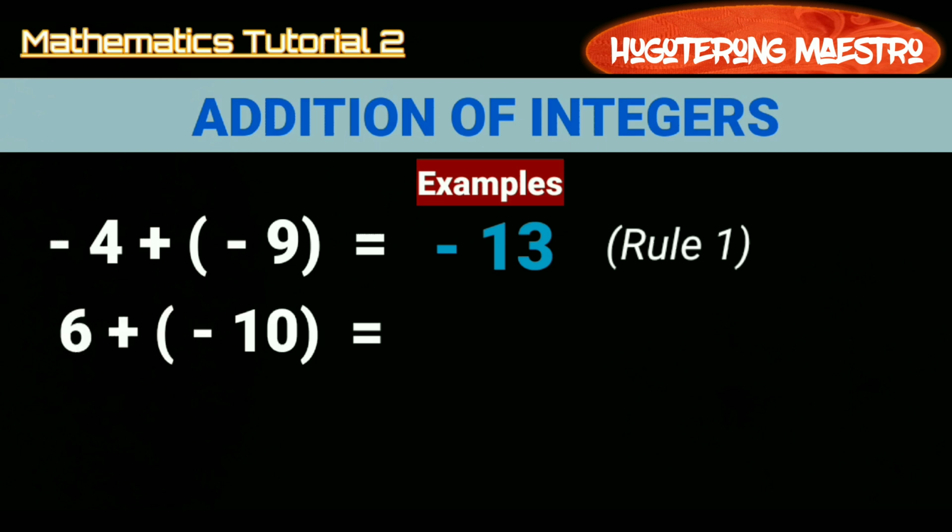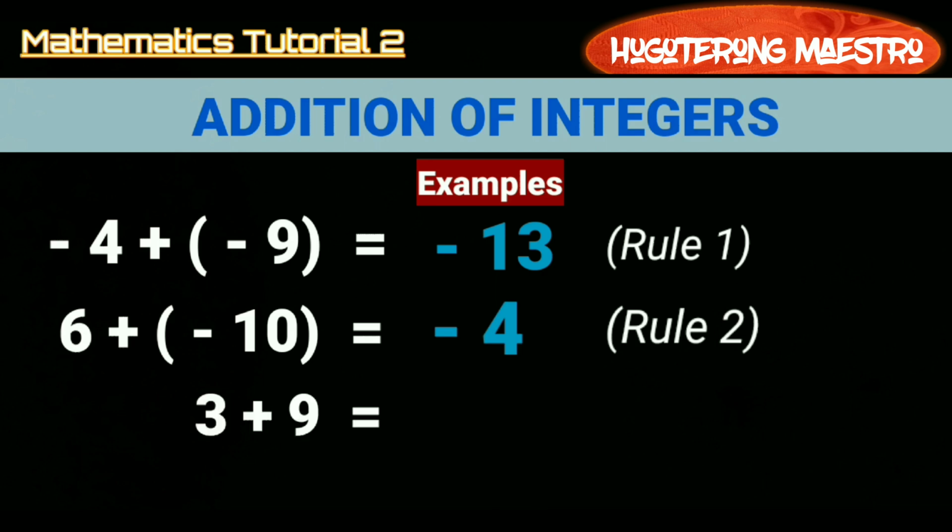Next, we have 6 plus negative 10. Hindi siya pareho ng sign, so we will apply rule number 2. So, we will subtract the bigger number to the smaller one. So, that is 10 minus 6. And our answer is 4. But we have to follow the sign of the bigger number, which is negative. So, our answer is negative 4.